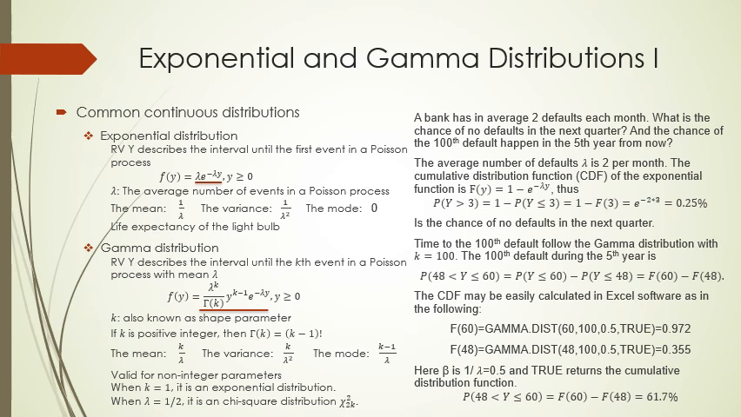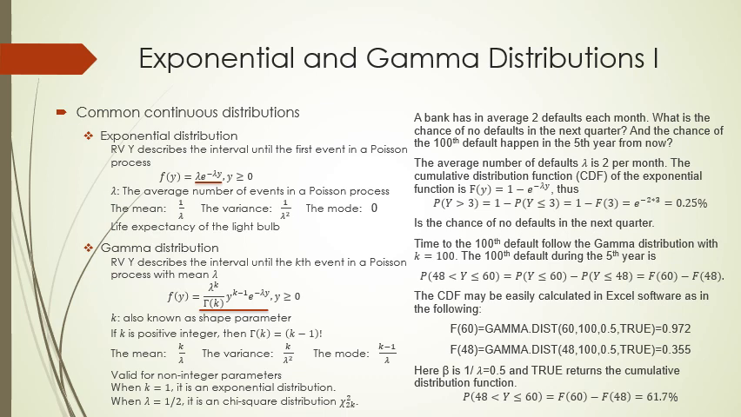Here, gamma of k is the gamma function, and if k is a positive integer, then it is the factorial of k minus 1. The mean of a gamma distribution is k over lambda, and the variance is k over lambda squared. The mode is k minus 1 divided by lambda, for k equal to or greater than 1. The function is valid for non-integer positive parameters.